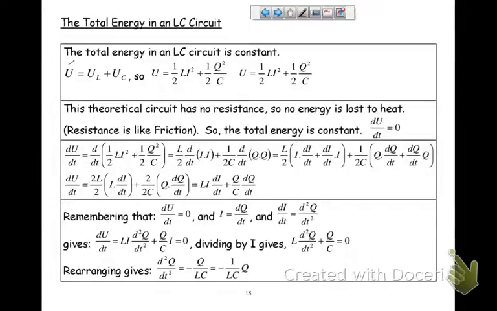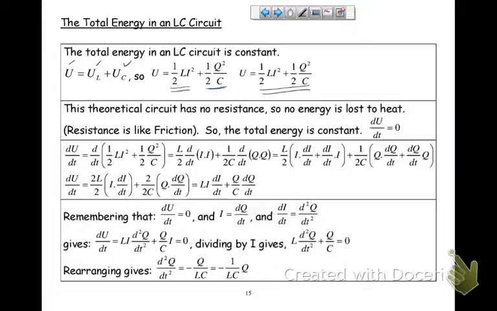So our total energy is the energy of an inductor plus the energy of a capacitor. This is a half L i squared, and this is a half Q squared over C. So U is equal to those added together. This theoretical circuit has no resistance, so no energy is lost to heat. Resistance is like friction in a mechanical system. So the total energy does not change, so dU by dt is 0.